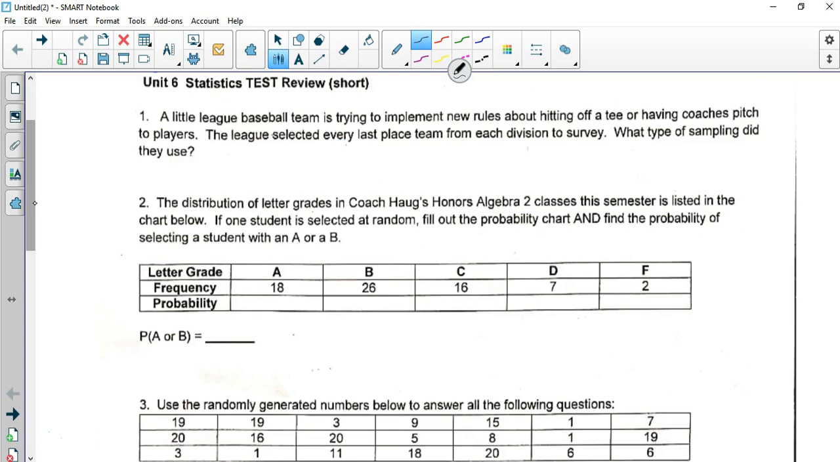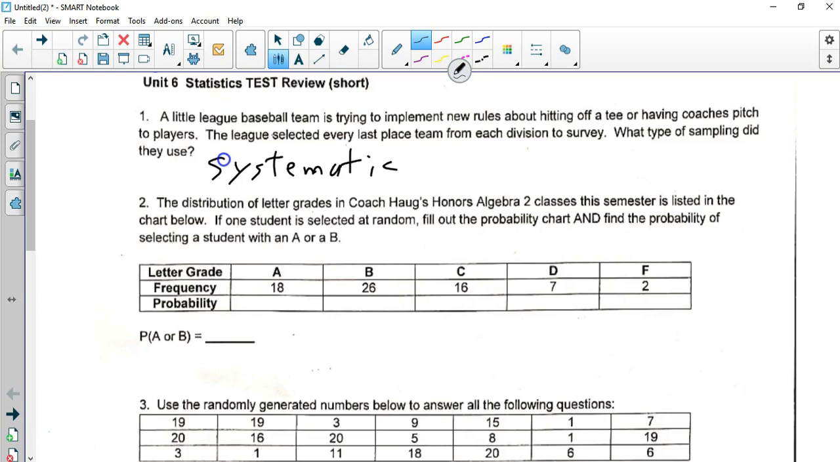The league selected every last place team from each division to survey. What kind of sampling did they use? Now again, we talked about how we have to be flexible, and it's not always black and white, but a big gray area in stats. Since this is every last place team, the first thing that comes to mind might be, to some of you, systematic. Every third team, every fifth team.